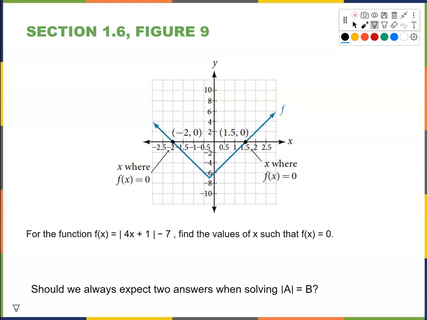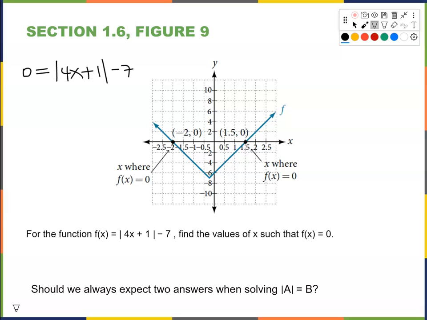Next example, for the function f of x equal to absolute value of 4x plus 1 minus 7, find the values of x such that f of x is equal to 0. So that is f of x equal to 0 given f of x. So you can write f of x, make it equal to 0. So 0 equals the absolute value of 4x plus 1 minus 7.